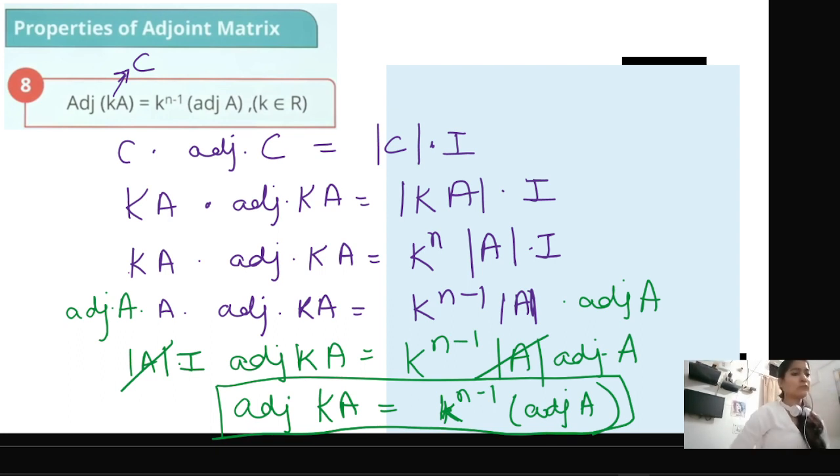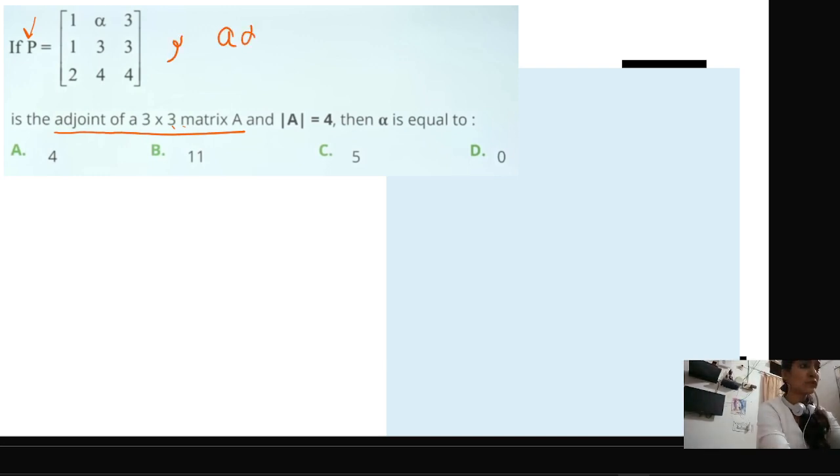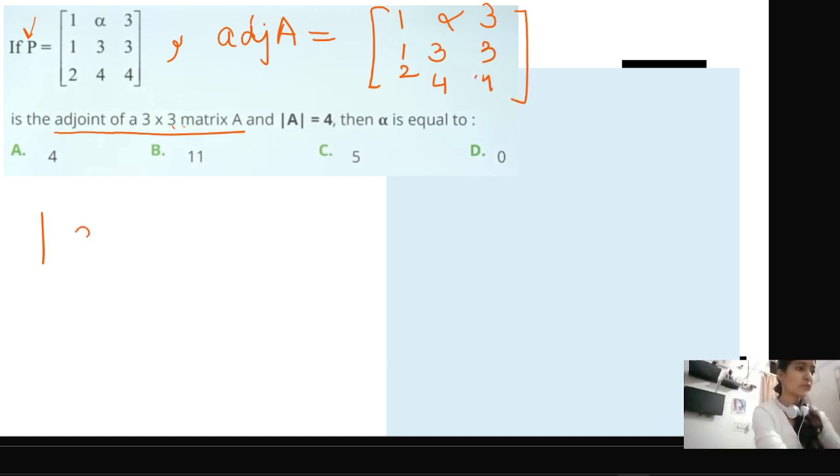Okay, now move to the questions. We are going to solve 3 questions on the basis of these properties. So the first question is: if matrix P is given to us, it is the adjoint of a 3 cross 3 matrix A. So there is no need to write P; instead of P we can write adjoint of matrix A. Adjoint of matrix A is equal to 1, 1, 2, alpha, 3, 4, 3, 3, 4, like this. Now what we can do is find the determinant of this adjoint of A.